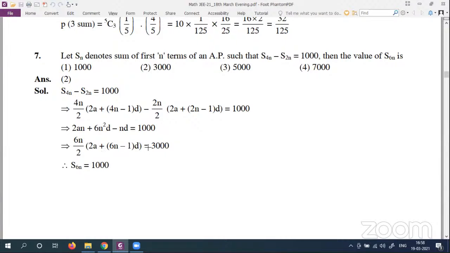Right? We don't need to find any of these terms. We don't need to find the first term. We don't need to find the common difference. So just by simplifying the given terms, we will be able to find the sum to 6n terms of the given AP.